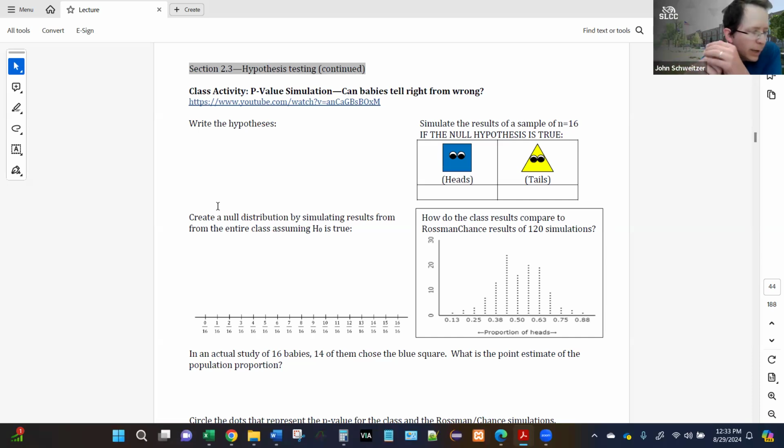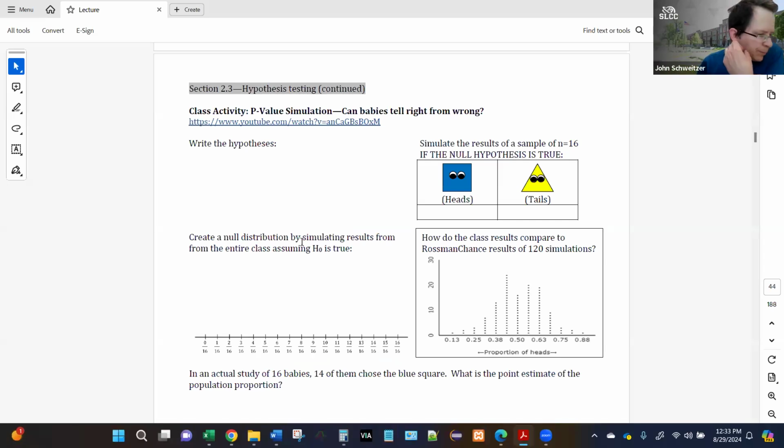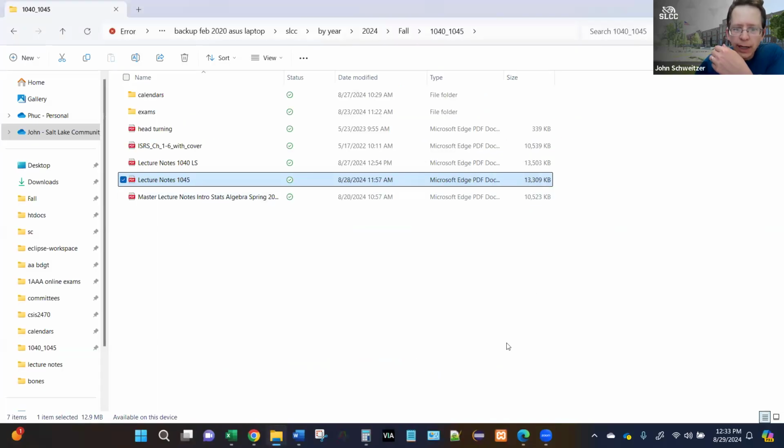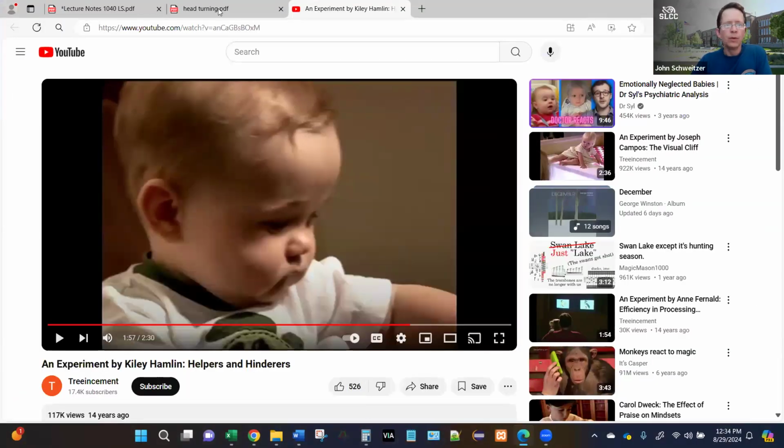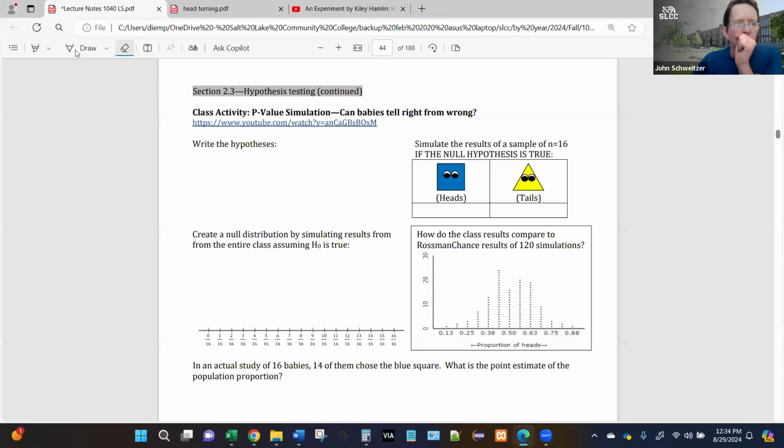Okay, so let's think about the possibilities here. There were 16 children that they looked at, 16 infants. Okay, so sample size 16. And remember, we have p hat, which is the ratio of successes to sample size. So 14 chose the helper over the hinderer. Okay, so if we write that out as a decimal, that's almost 88% choosing the helper over the hinderer.